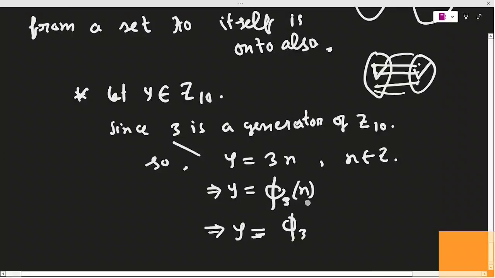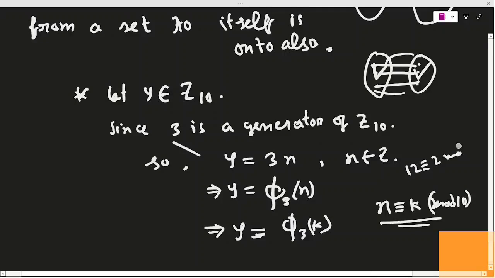So such an element is n. So what is n? If we take n modulo 10, for any element k, n is congruent to k modulo 10. So here you can also write pi 3 of k. So there is an element k in Z10 such that pi 3 of k is equal to y. Why are we putting k in the place of n? Because n is an integer, and if we take it modulo 10, let's say n is equal to 12, then modulo 10 it is 2. So 2 is in Z10, and k was given as any element of Z10. So this is why we can do this.